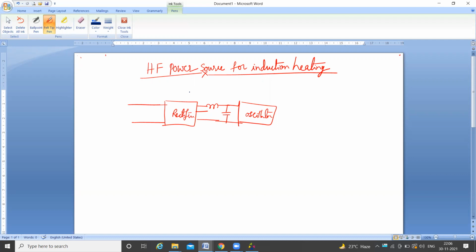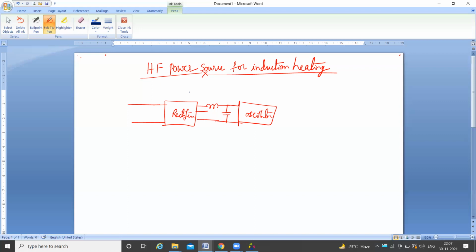Thus, for large size objects made of magnetic materials, alternators generating frequencies in the range of 1 to 10 kHz may be used. For small objects, for non-magnetic materials, for applications needing a small depth of penetration, and for jobs requiring precise automatic control of heating power, electronic oscillators generating frequencies in the vicinity of 250 kHz are used.